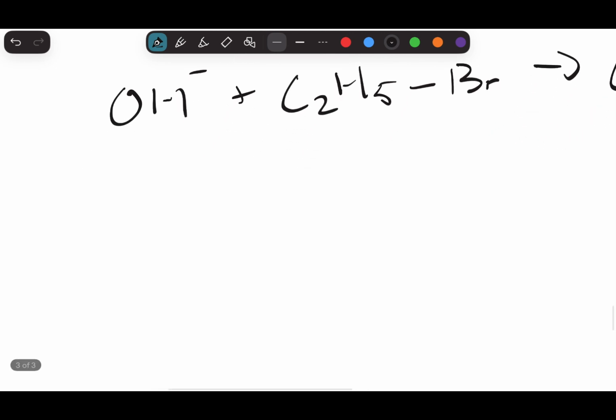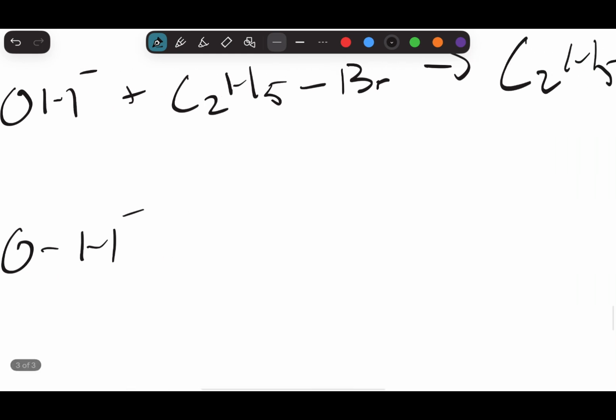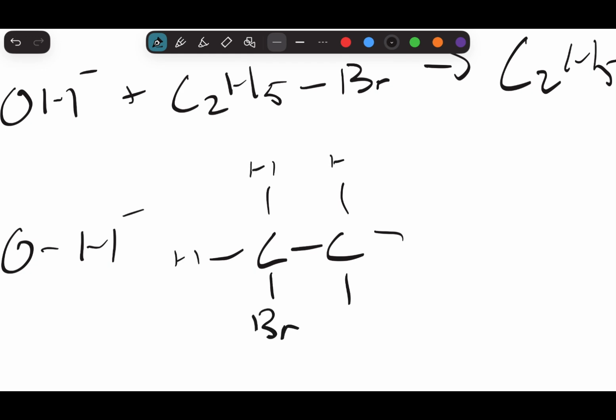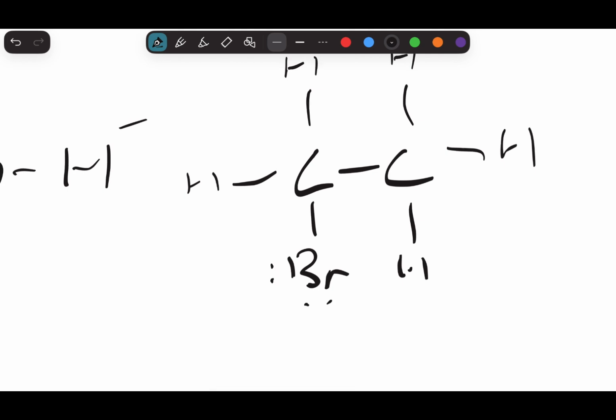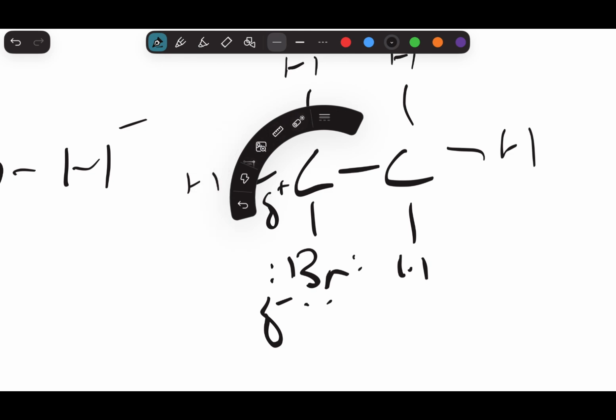So what happens here if we draw out the full thing? It's OH, and this is what happens in OH, and these are all hydrogen, then bromine. Okay. So within this bromoethane, because we know that bromine has 3 lone pairs, this would be partial negative and this would be partial positive.